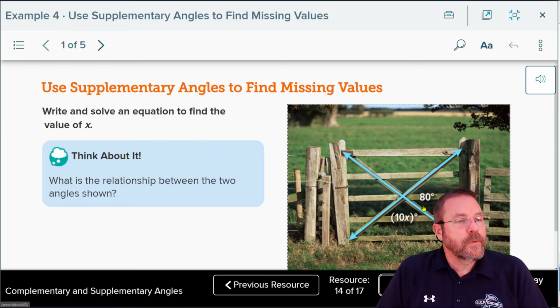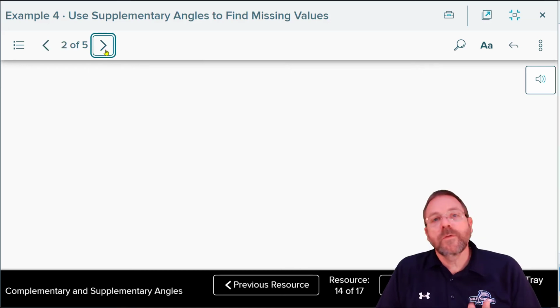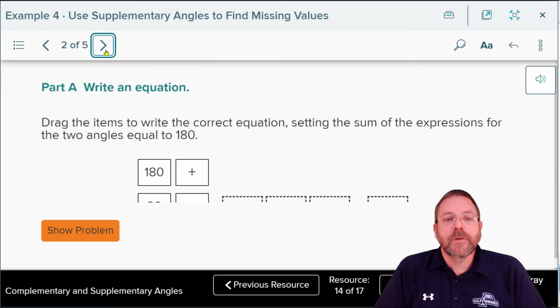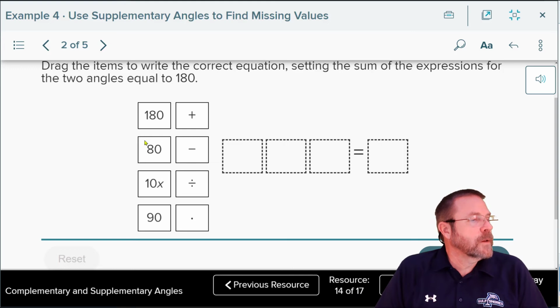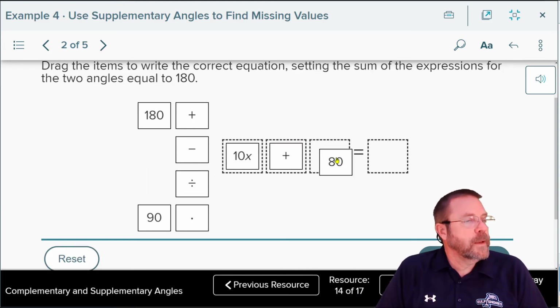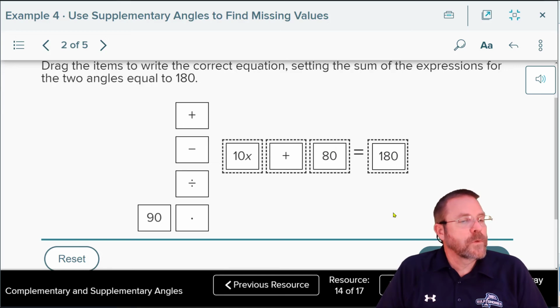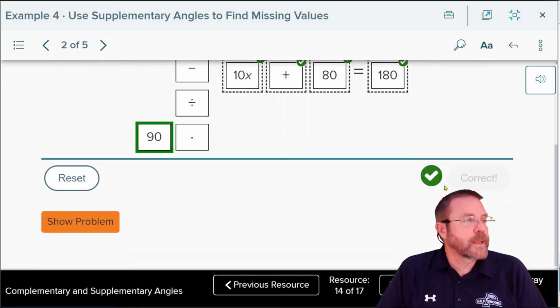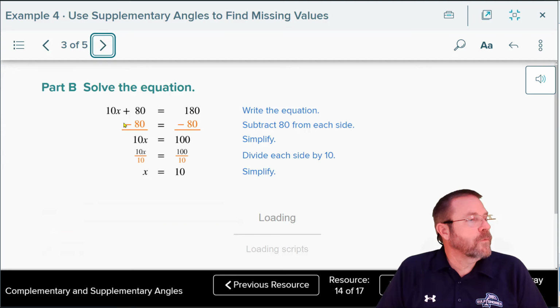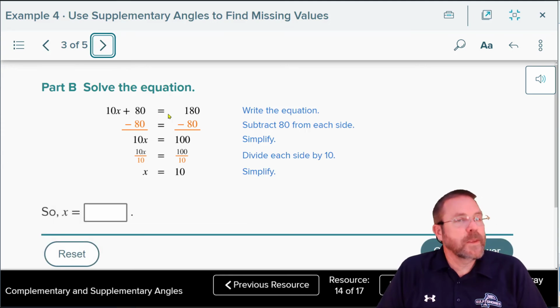Here we have this angle, 80 degrees, plus 10x come together to make a straight line. So since they make a straight line, we know that they're going to be equal to 180 degrees. So here we can set it up as 10x plus 80 degrees equals 180 degrees. That checks.